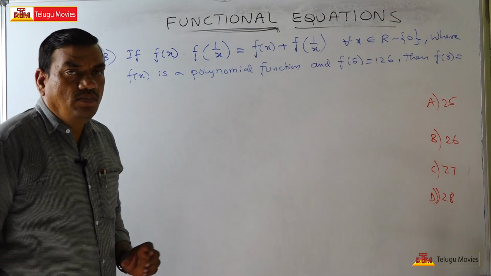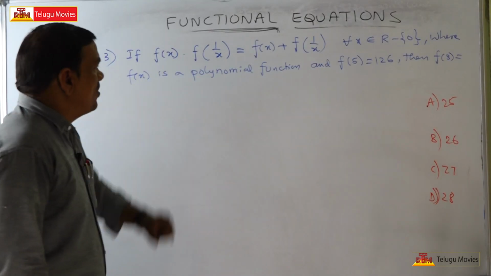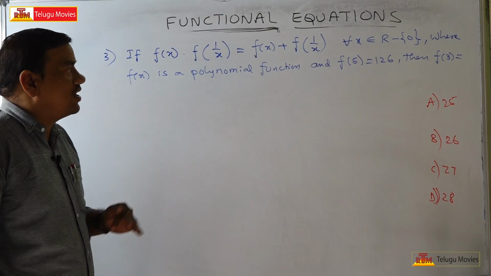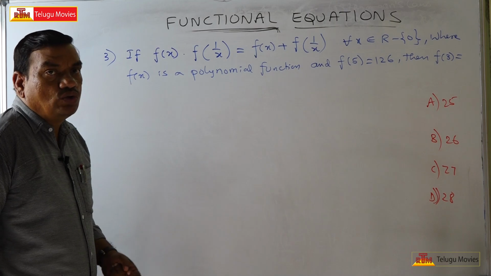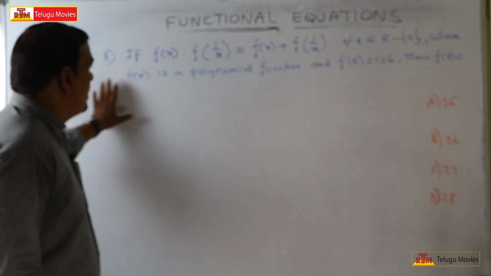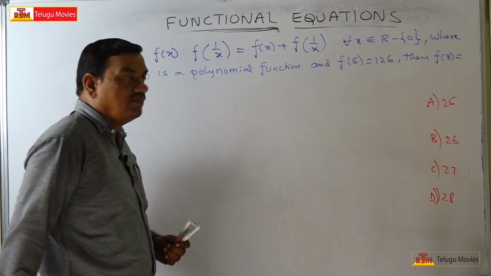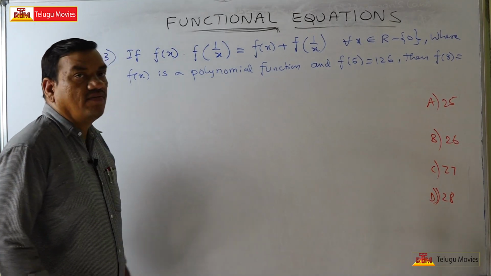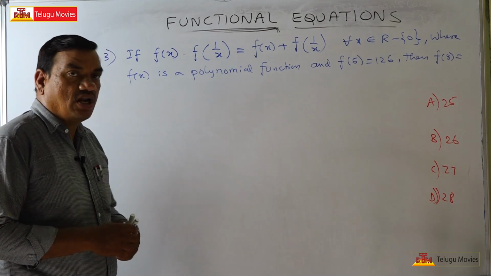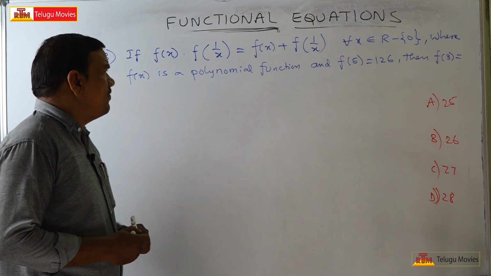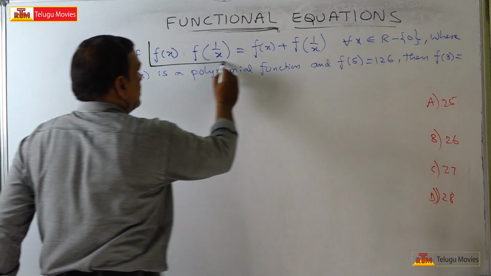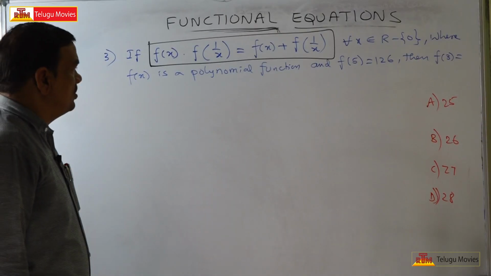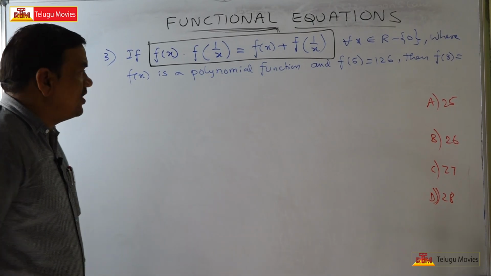Welcome to the third problem. The third problem is: if f of x times f of 1 upon x is equal to f of x plus f of 1 upon x for all x belonging to real numbers except 0, where f of x is a polynomial function and it is given f of 5 is equal to 126, then find the value of f of 3. The options are also readily available, right? Whenever this type of functional equation is given, it is already a ready-made functional equation.